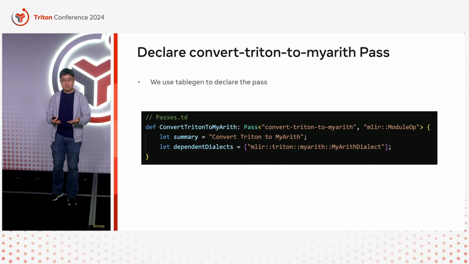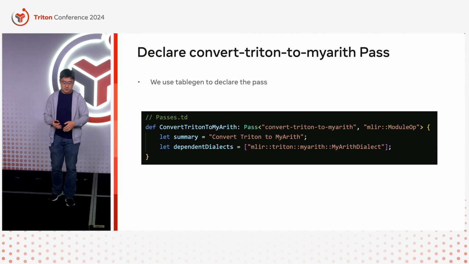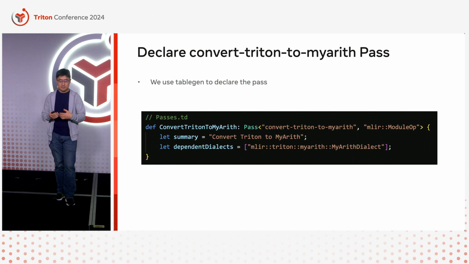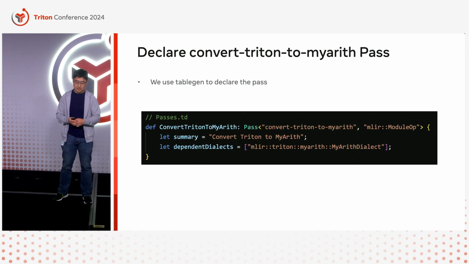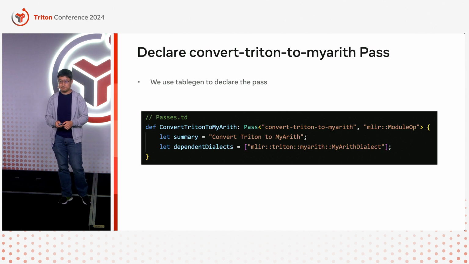So coming back to finish our example, the next thing we want to do is, of course, define our pass to do this rewrite. Here, we're using TableGen again. We create a new passes.td file. We define our convert Triton to myarith pass. We give it a brief summary, and in the dependent dialects section, we specify which dialect we will generate operations from in this pass. So in this case, it'll be our newly defined dialect.